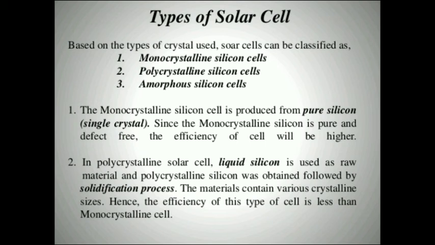Since the monocrystalline silicon is pure and defect free, the efficiency of the solar cell will be higher. In polycrystalline solar cells, liquid silicon is used as a raw material and polycrystalline silicon is obtained following a solidification process. The material contains various crystalline sizes, hence the efficiency of this type of cell is less than the monocrystalline cell.